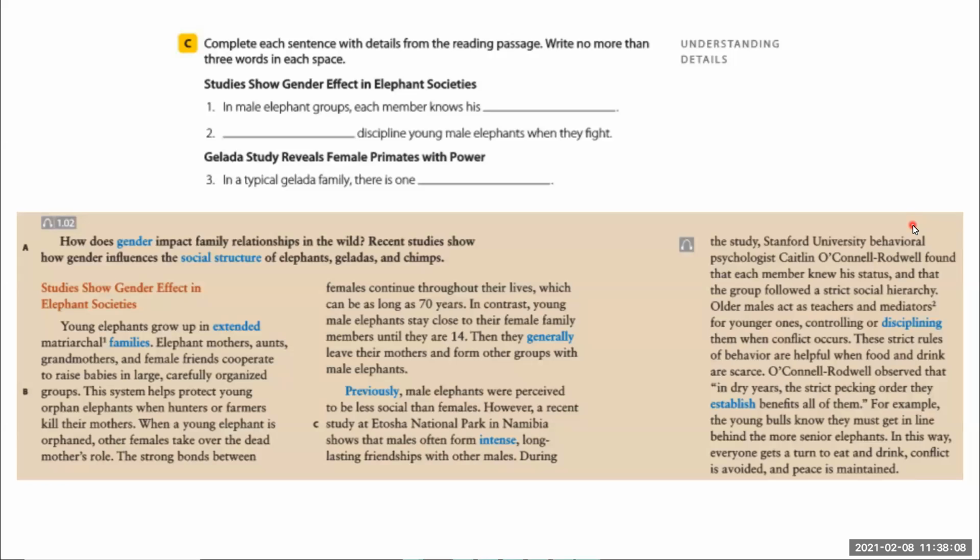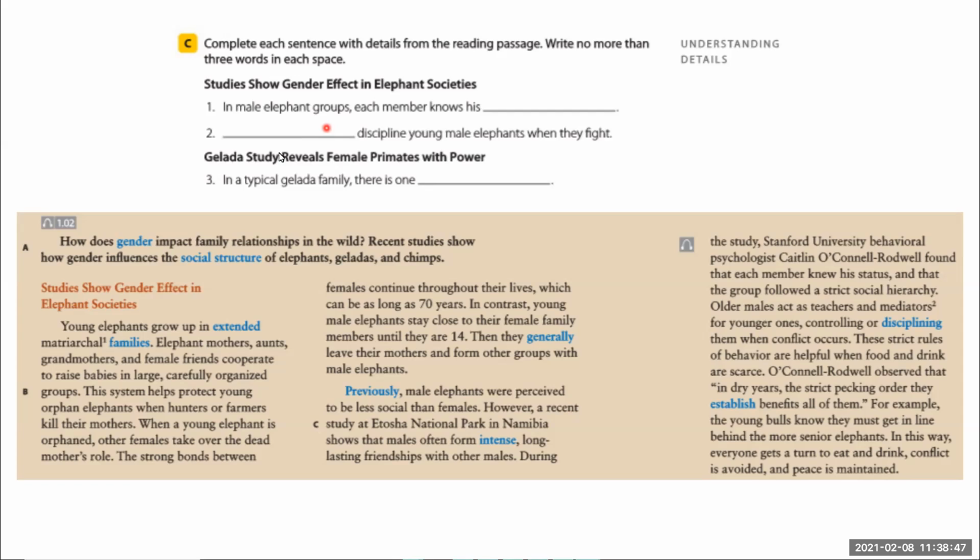First, I need to identify the key words or phrases in the sentence in the exercise because I'm going to use these as my guide to help me find the answer from the article. From the first sentence, I'm going to choose male elephant groups and each member knows as my key phrases. I'm going to use male elephant groups to help me identify which paragraph I'm going to find the answer in.